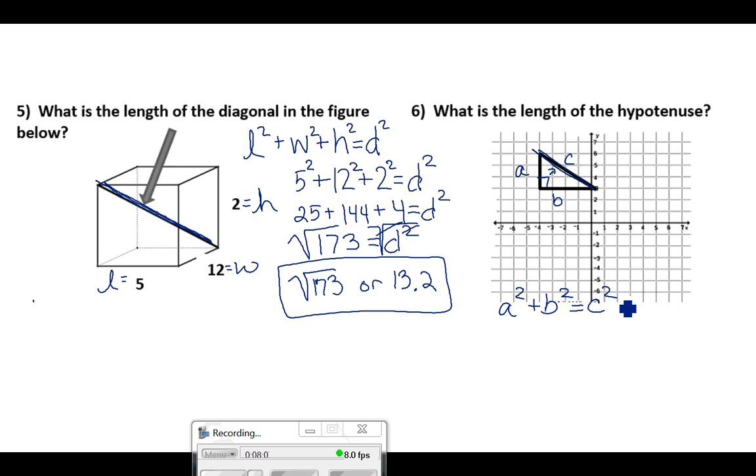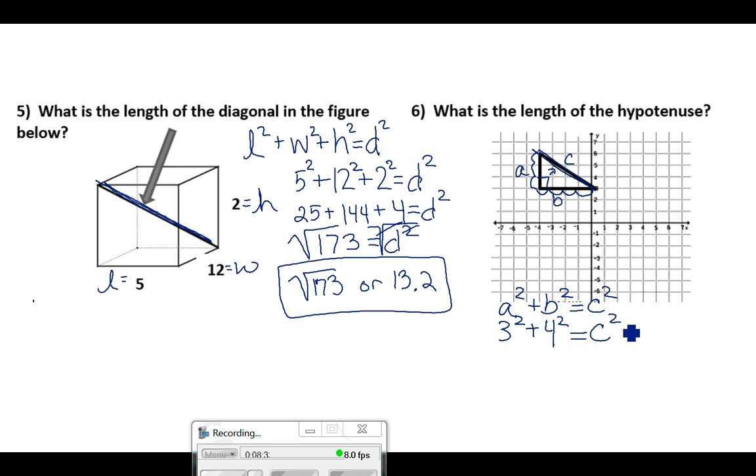I don't have numbers, but I can count. So A is going to be 1, 2, 3: 3 squared. B is going to be 1, 2, 3, 4: 4 squared. And we don't know C. We can't count C because it's on the diagonal, and it's not going to be whole numbers as we count up it. So we're going to solve for C squared first.